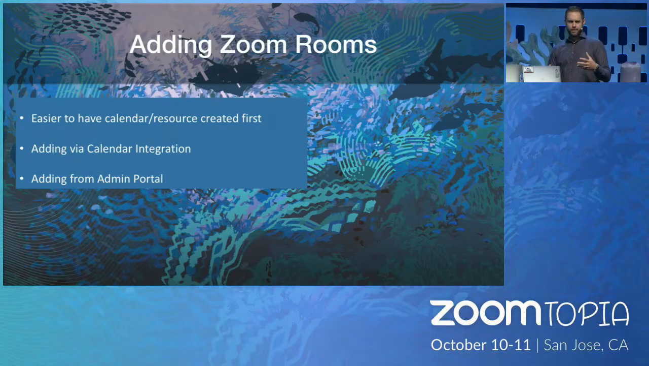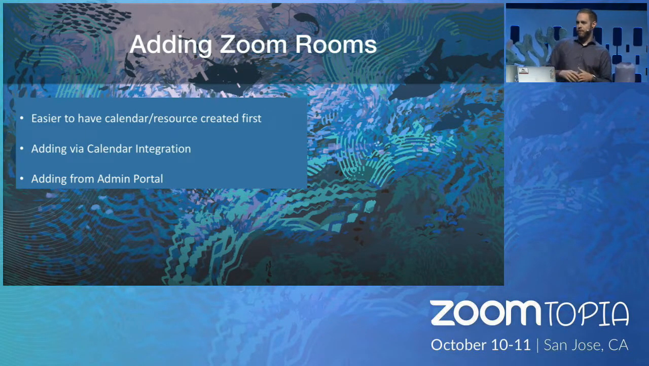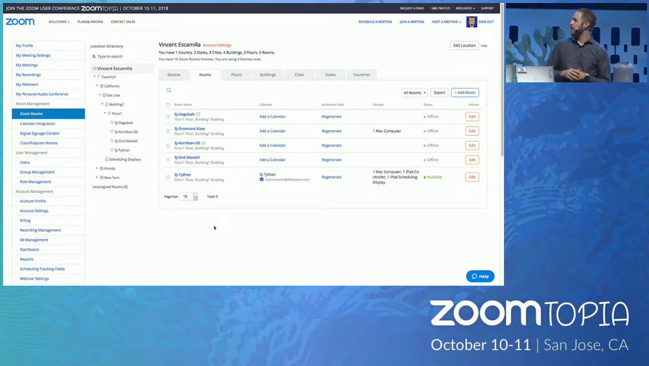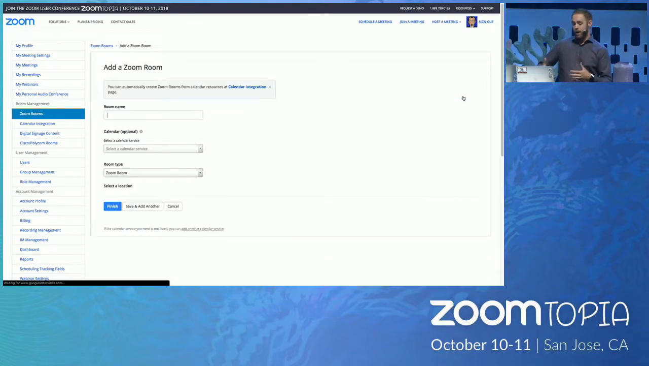Zoom makes it really easy once you have the calendar integration set up. You can actually go through and add directly from there. It populates a full list of Zoom rooms. You can just click Make a Zoom Room. It'll put it into the location hierarchy as unassigned and off and running. So super quick, super easy. You can also go from the hierarchy itself and add a room directly into your hierarchy. So if you want to make it for a specific floor, specific building, etc., you can add it right there. Two ways to do it, ready to rock and roll.